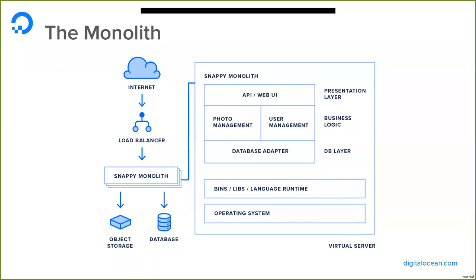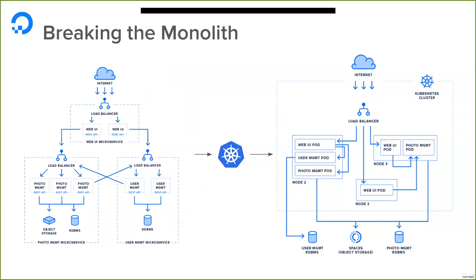So what's the alternative? Well, the alternative is a microservices-based architecture where we split up the app into microservices, a collection of loosely coupled service apps that each handle a domain-specific subset of the overall system functionality. So here in our presentation, you can see we have our front-end web UI, we have our photo management component, and we have our user management component.